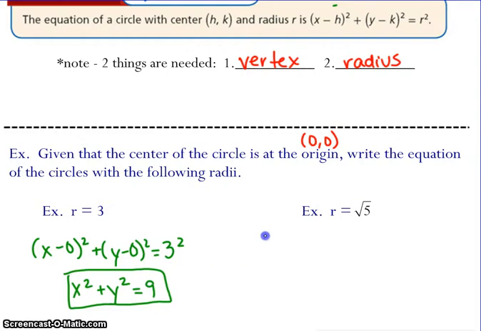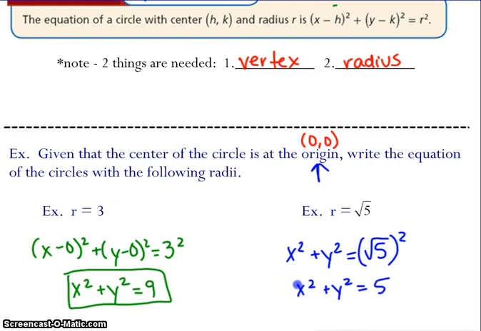For this next problem, it's going to be the same thing. The center is still at the origin, but this time the radius is the square root of 5. So we'll have x squared plus y squared equals the square root of 5, squared. Now, remember, square root and square are opposites of each other, so this is just going to be x squared plus y squared equals 5. So that is the equation of that circle.